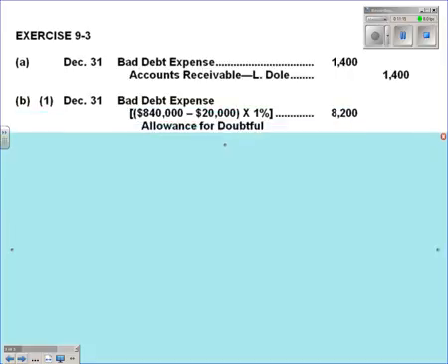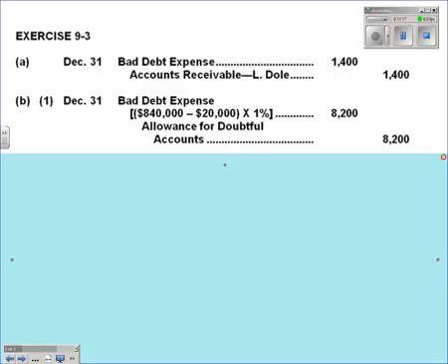B, let's look at this the other more GAAP-friendly way. If allowance for doubtful accounts has a credit balance of $2,100, journalize the adjusting entry, assuming bad debts are expected to be 1% of net sales and 10% of AR. That's why you're given net sales and AR.